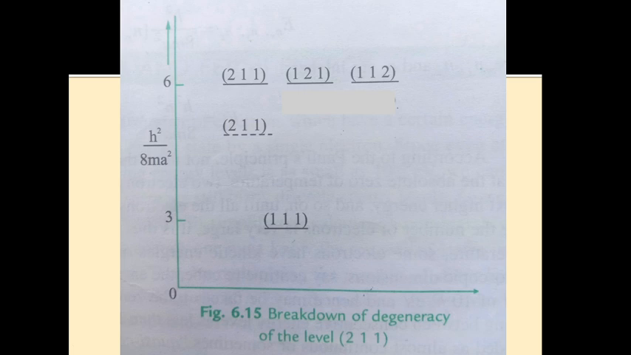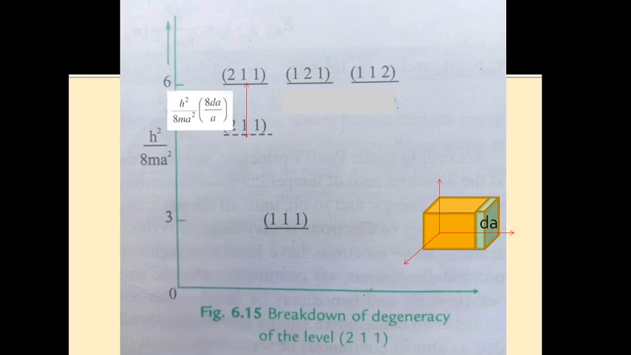Let us say I am increasing the width by dA in the x direction. So the x is 2, I am increasing dA, and the energy decreases. How much it decreases and how it decreases, you already know. This is a unit box and you are increasing in the x direction by dA, and therefore the change in the energy is equivalent to h²/8ma² this way.